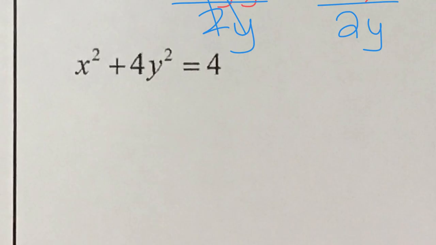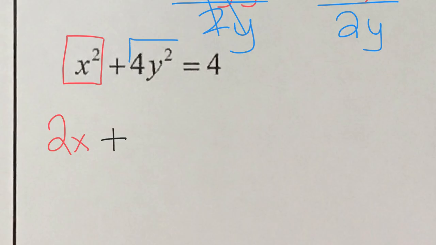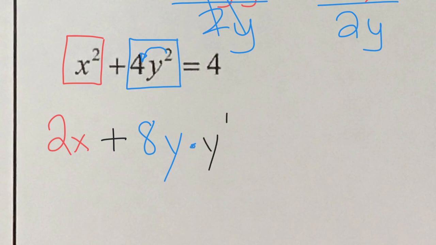So we take the derivative of x squared, like we've always done, plus now the derivative of 4y squared. Okay, like we usually do. So 2 times 4 is 8y times y prime, or dy/dx, equals the derivative of the constant, which is 0. So the derivative of our constant always remains 0.